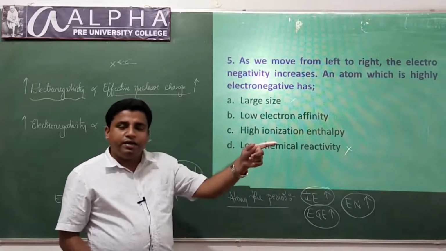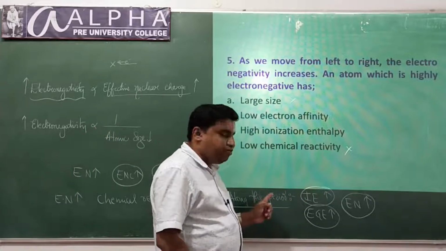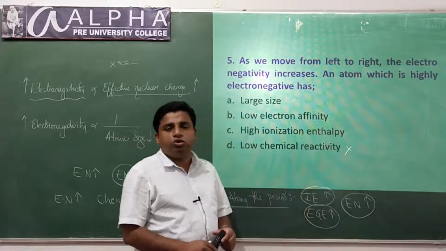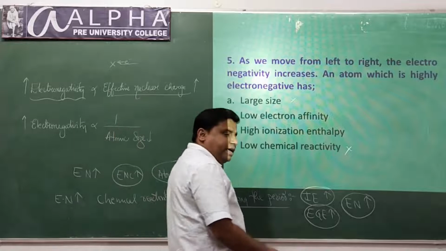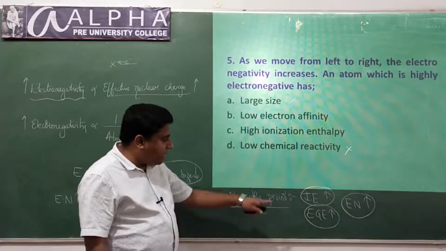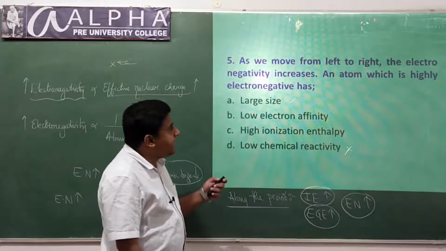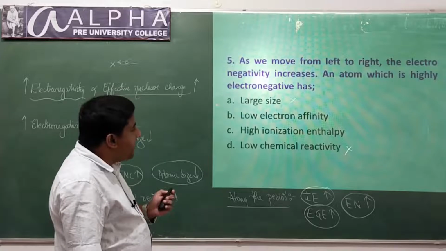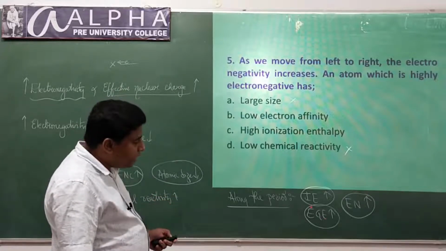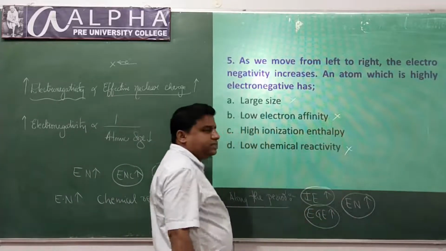Because along the period ionization enthalpy increases, electron gain enthalpy increases, electronegativity also increases. So if the atom is highly electronegative, then it should have high ionization enthalpy and it should have high electron gain enthalpy. Is that correct? So an atom which is highly electronegative has low electron gain enthalpy? No. If the atom is highly electronegative, it should have high electron gain enthalpy. Therefore, option B also cannot be the correct answer.